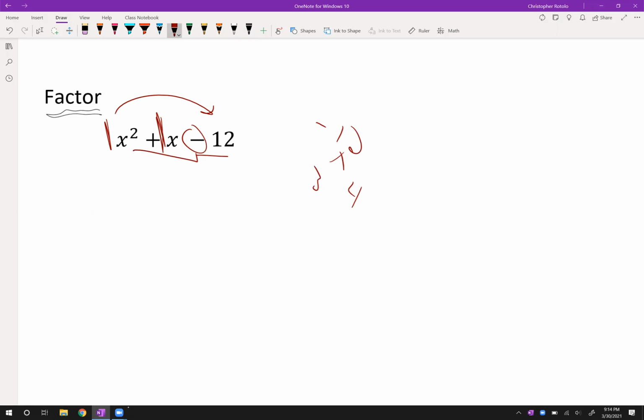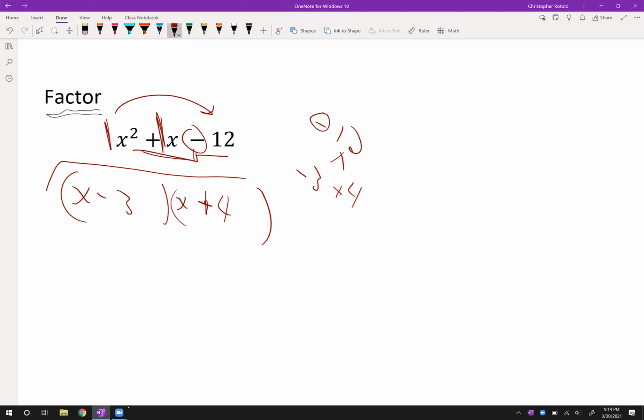And the next thing that we know about this is the signs do have to be different, right? Hence the negative 12. And we're trying to get positive 1. So I need positive 4 and negative 3. So for this one, I don't have to use factor by grouping. I don't want to have to, because factor by grouping will get me to the answer, but it just takes a little bit longer. So that's how we do our factoring.